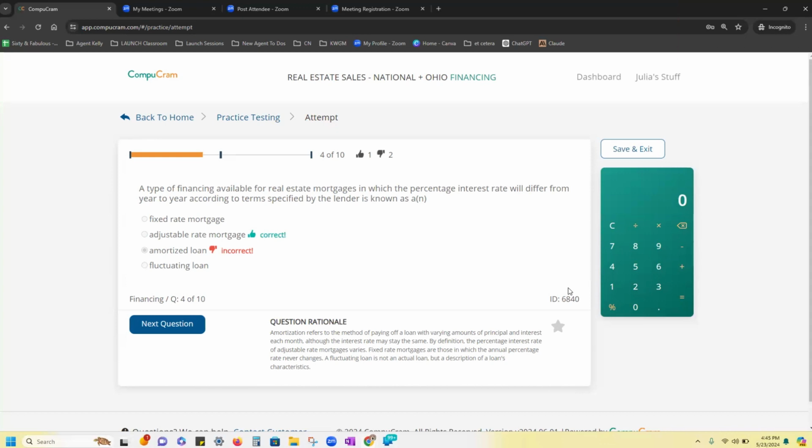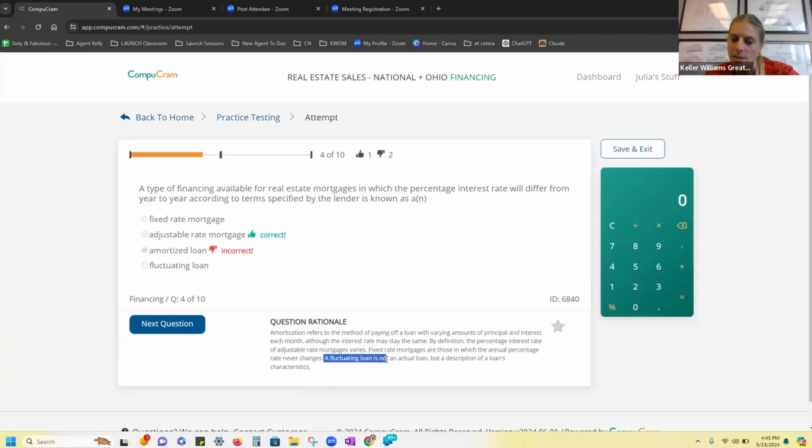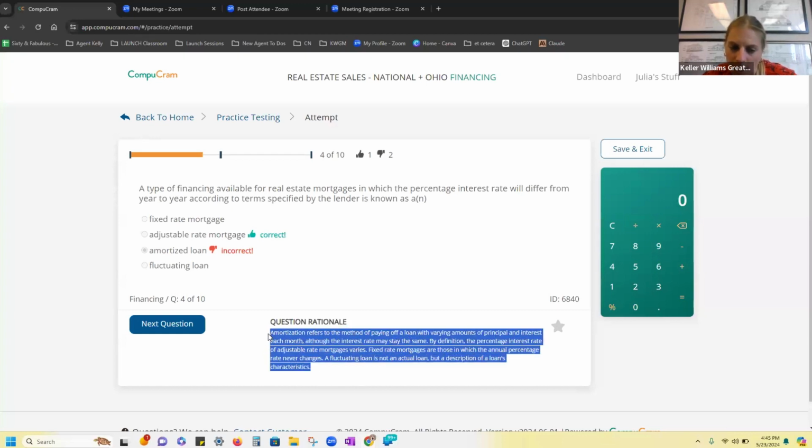Gotcha. So now I'm thinking about relating that. Year to year, according to the terms specified in the loan, the interest rate changes. So the adjustable rate mortgage is what can cause that to happen, basically causing a lot of people to default. And where it says a fluctuating loan is not an actual loan, but a description of a loan's characteristic, they're just trying to trick you by throwing that in there.